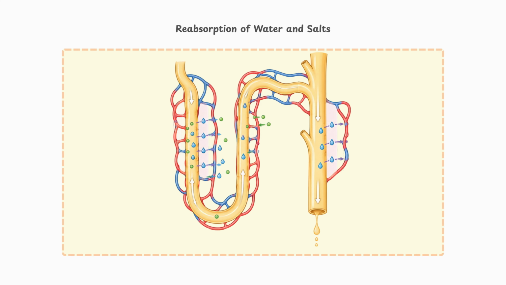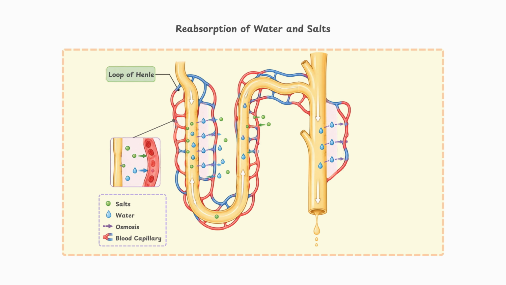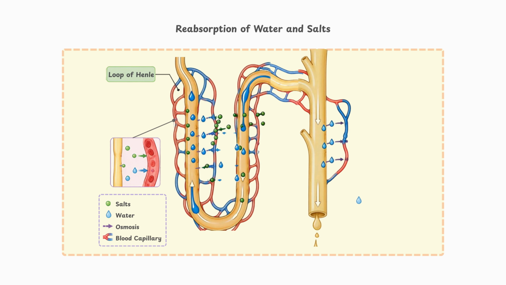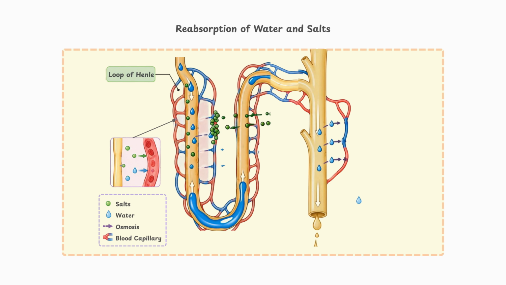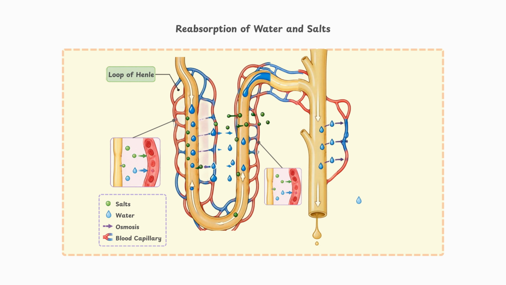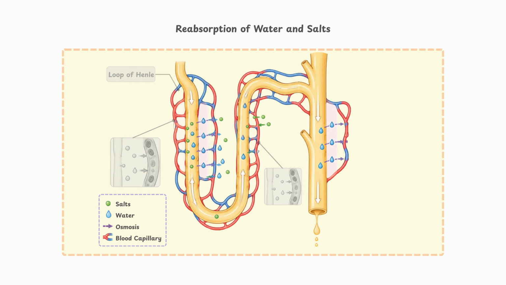As the filtrate passes through the loop of Henle, useful salts are reabsorbed into the bloodstream. Now, watch what happens next. Water follows these salts by osmosis. This is because water moves from a more dilute area to a more concentrated area. Further water reabsorption occurs in the collecting duct, but the amount of water reabsorbed is not always the same. It depends on the body's needs.